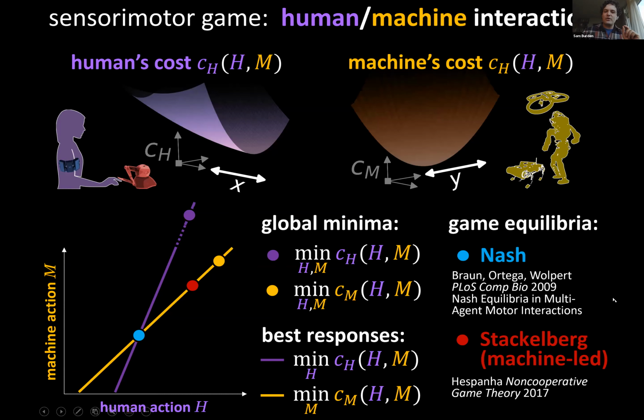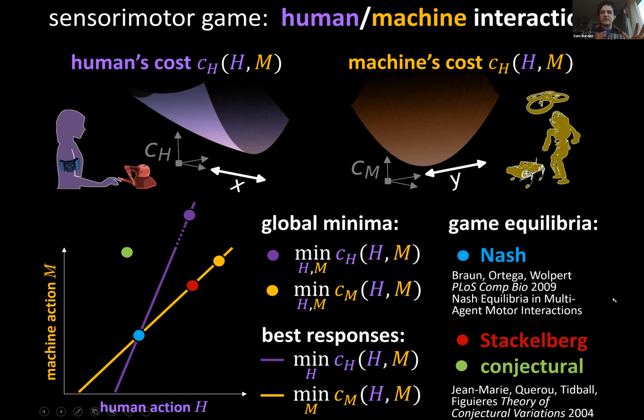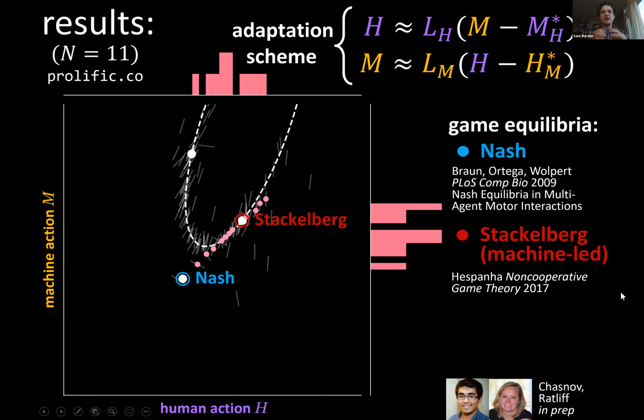kind of an angle in where we can do something else. We can get to other kinds of equilibria. There's a notion of conjectural equilibria, which has to do with the machine, in this case, building a model of the human that's consistent with the human's model of the machine, and vice versa. Or we can steer things to other places, global minima for the machine, social optima, other kinds of things like that.